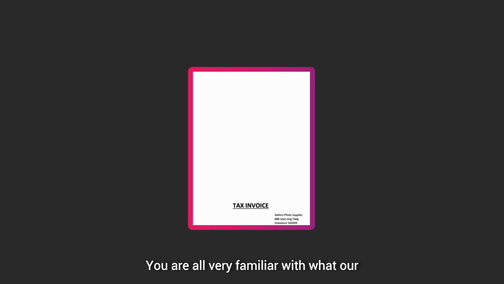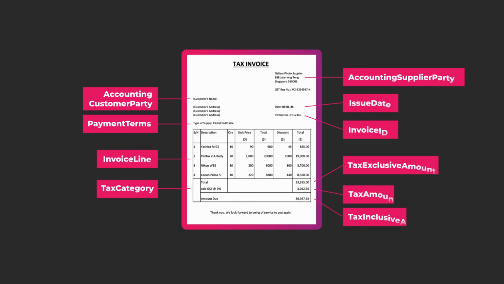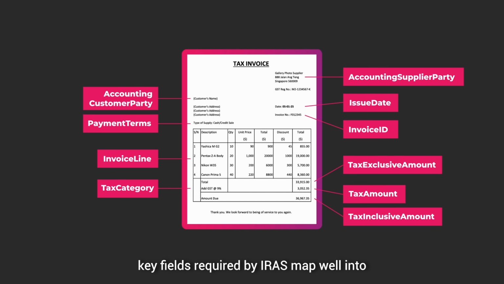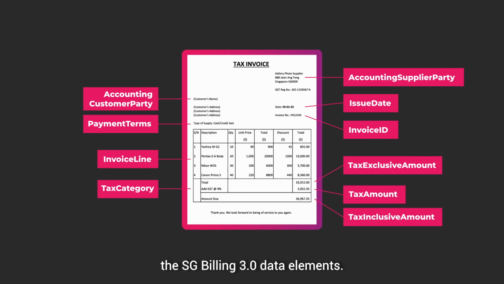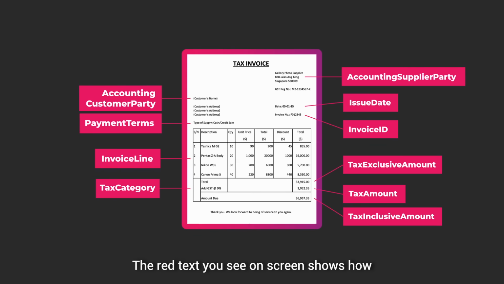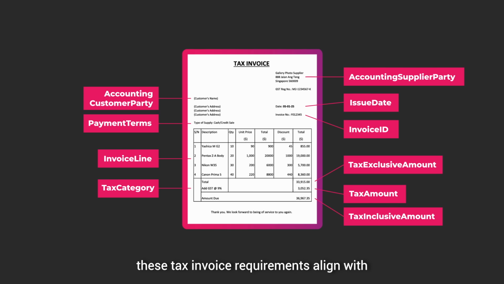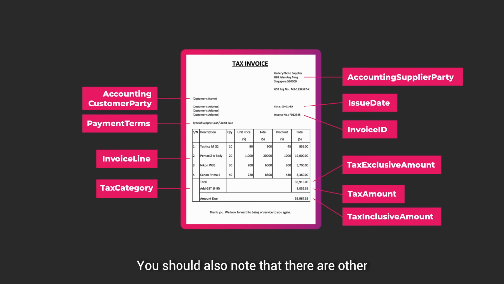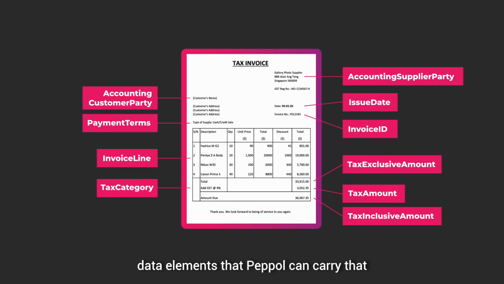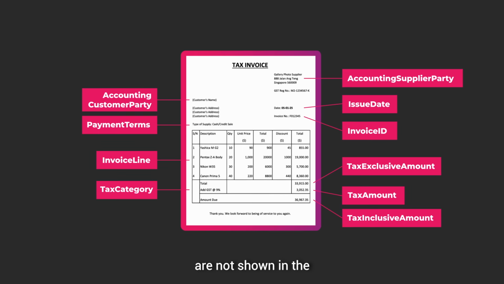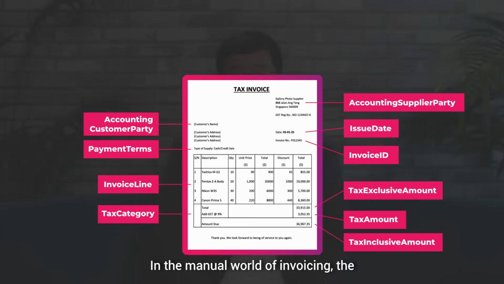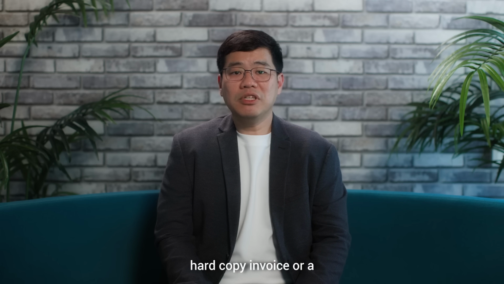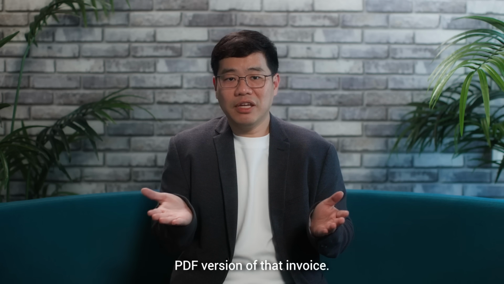We are all very familiar with what our local tax invoice looks like. Working with IRAS, we ensure that all the key fields required by IRAS map well into the SG Billing 3.0 data elements. The red text you see on screen shows how these tax invoice requirements align with our electronic format. You should also note that there are other data elements that Peppol can carry that are not shown in the basic invoice document. In the manual world of invoicing, the final product of an invoice is either a hard copy invoice or a PDF version of that invoice.